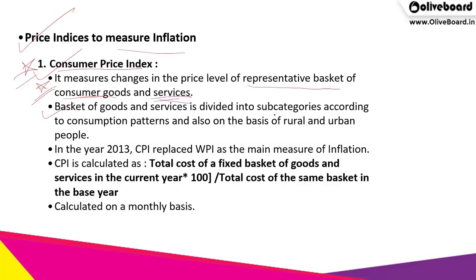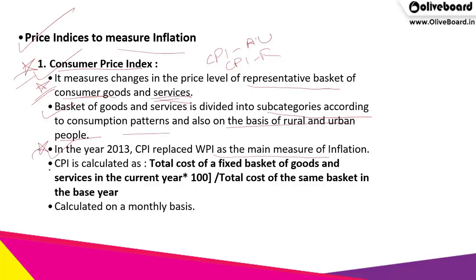The basket of goods and services is divided into subcategories according to their consumption patterns and also on the basis of rural and urban people. There are different sets of people living in rural and urban places. They have different needs. So we have CPI urban, CPI rural. Like this we have. In the year 2013, CPI replaced WPI or Wholesale Price Index, which we'll be reading about, as the main measure of inflation.